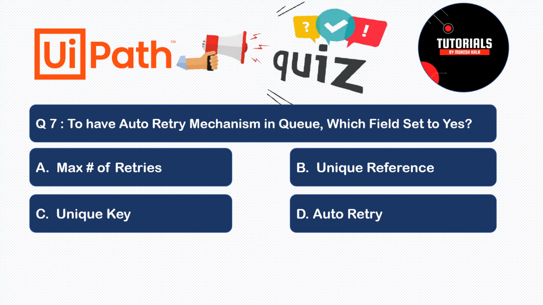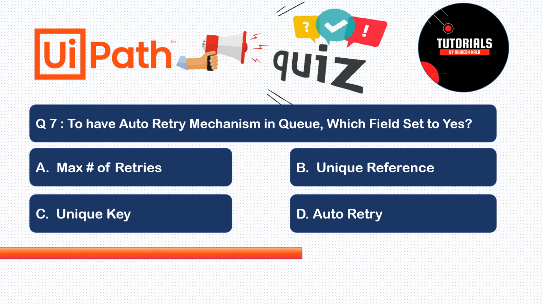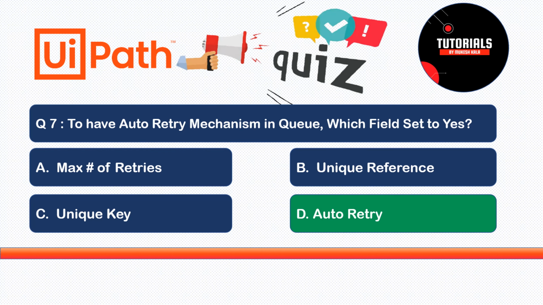And the timer has started. Let us see if you can get it correct. To have the auto retry mechanism in the queue, which field is set to yes? The correct answer is you have to set the property called auto retry. So in case you want to have the auto retry mechanism in the queue, we should have the property called auto retry set to yes while creating the queue.